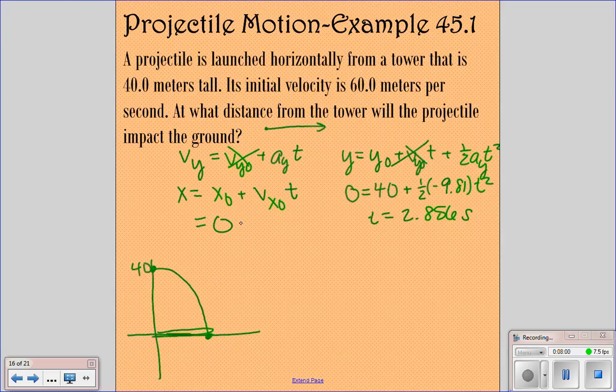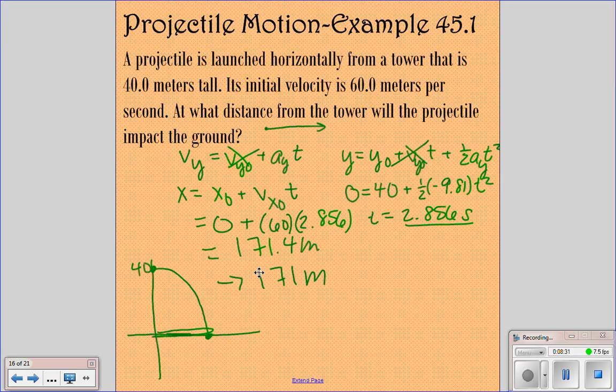And then we have a velocity initially in the x direction of 60 meters per second because it's launched horizontally. All of the velocity is horizontal. So we have 60, and then we plug in the time that we found over here, 2.856. Use the whole number that's in your calculator, and you should get 171.4 meters. But we only have 3 sig figs in our answer, so it's going to be 171 meters. Okay, so that would be how you would work that example.